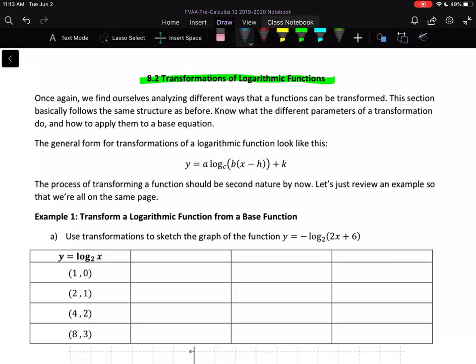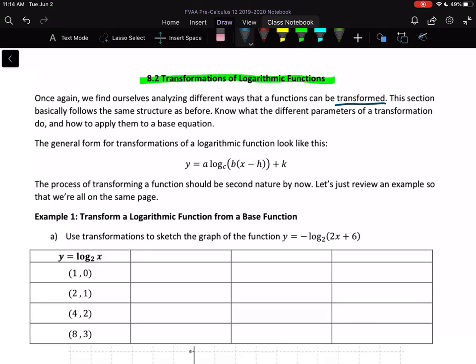So again, we find ourselves analyzing different ways that a function can be transformed. Throwback, and it's due on Thursday, so I guess a bit of a throwback Thursday, to our first chapter that we did in this course, right? And something that we've done for every single function we looked at in this course so far is these transformations. So this section basically follows the same structure as before. Know what the different parameters of the transformation do and how to apply them to our base equation.